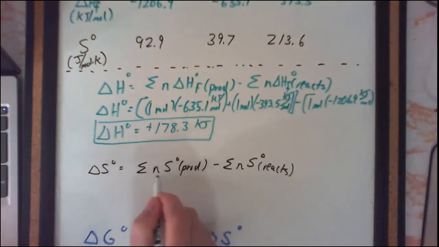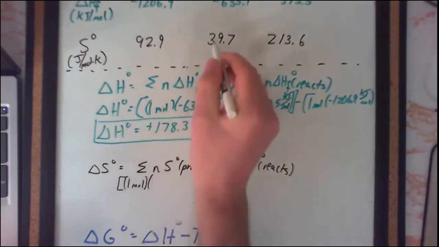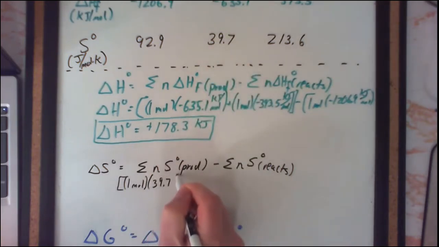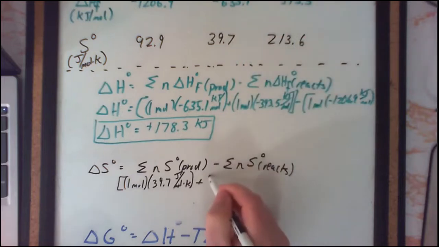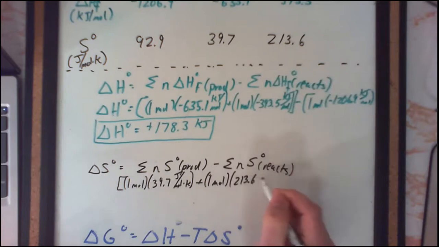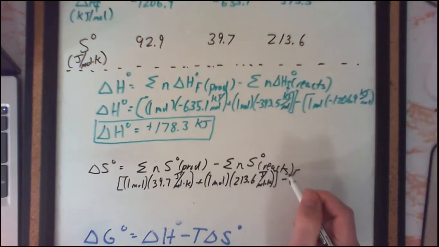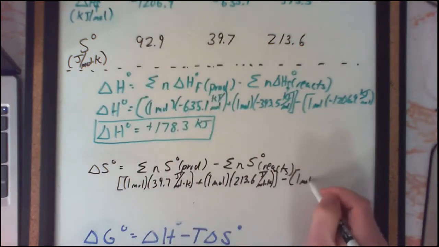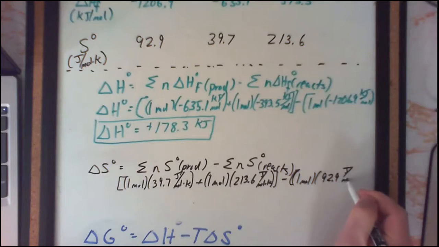So the sum of the molar entropies of the products: the same 1 mole of calcium oxide times its molar entropy value of 39.7 joules per mole Kelvin, plus the 1 mole of carbon dioxide, and its molar entropy is 213.6. As you'd expect, a much higher molar entropy because it's a gas, joules per mole Kelvin. That's the sum of the molar entropies of the products. Subtract from that the sum of the molar entropies of the reactants. So just the 1 mole of calcium carbonate times its molar entropy of 92.9 joules per mole Kelvin.